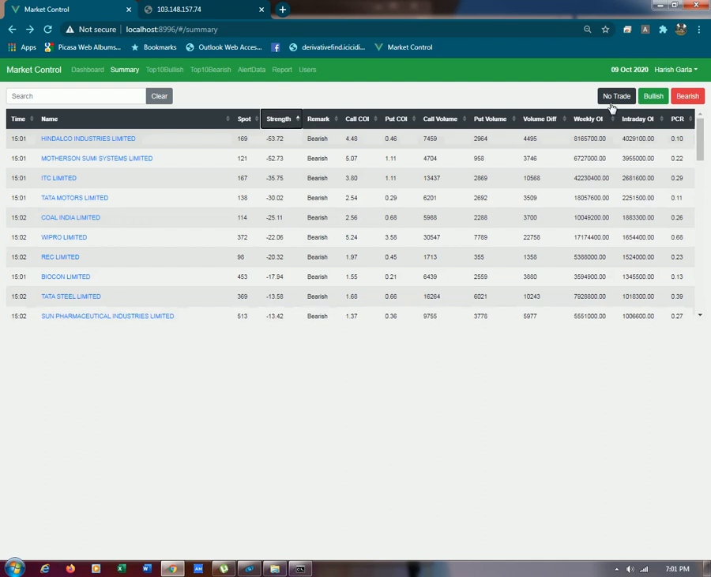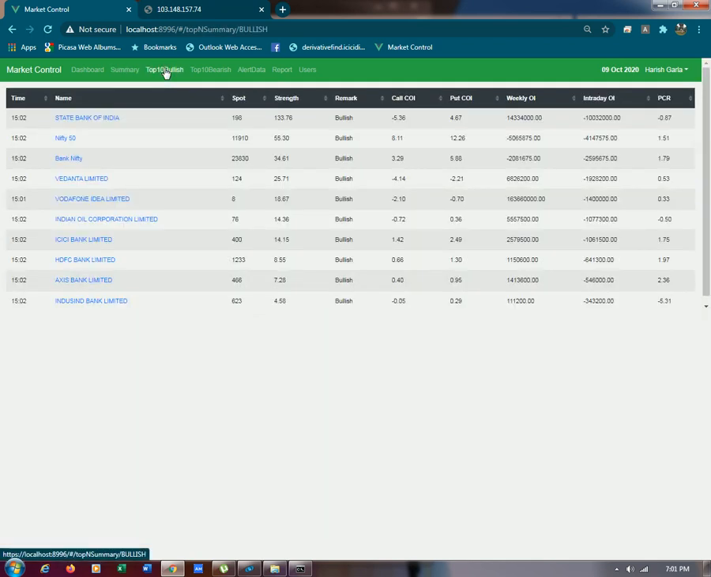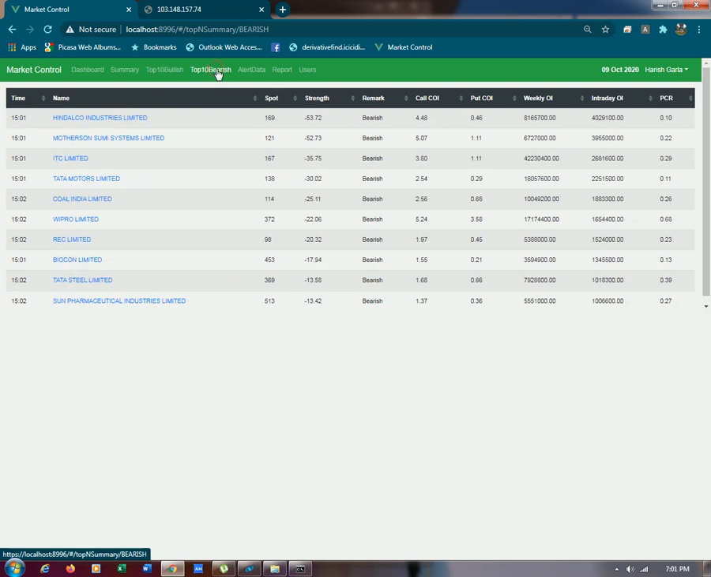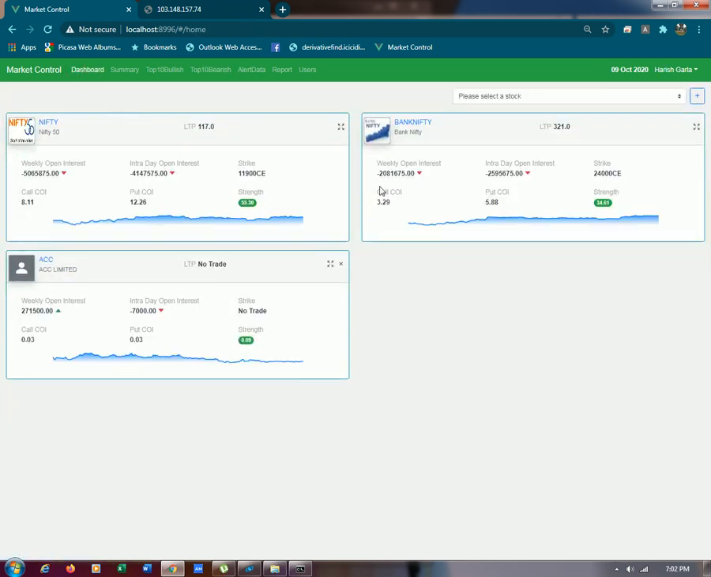So to select a good stock immediately, this tab of no trade, bullish and bearish will be helpful. And this is the summary, and top 10 bullish is again given here for easy usage of the system. Top 10 bearish is also given here. So the only thing is you have to go to the dashboard and you can track Nifty and Bank Nifty here. If you want to add a specific stock, you have to select a specific stock here, and if you want to see the summary, you can type any of the stocks.